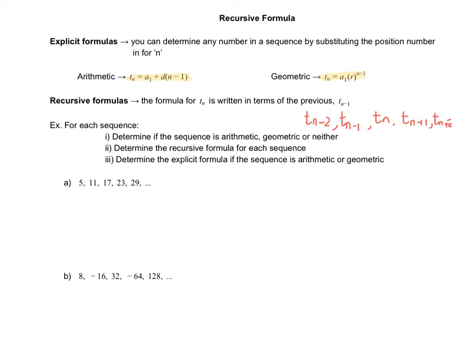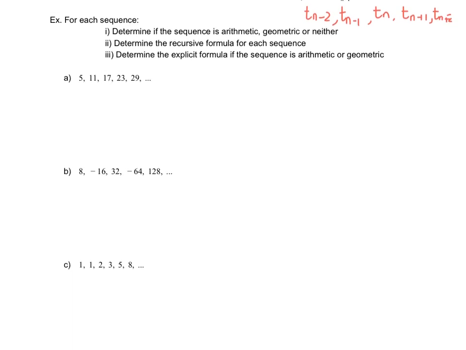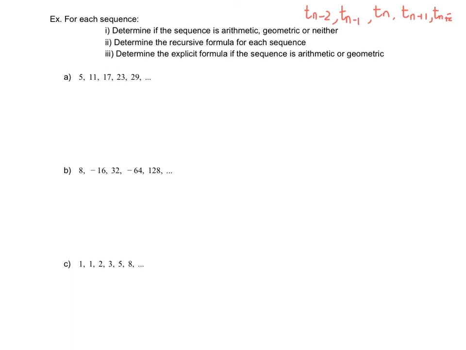So for this example, I have a few different sequences, and we're going to determine if the sequence is arithmetic, geometric, or neither. Then we'll figure out the recursive formula for that sequence to practice this new skill. And then if it is arithmetic or geometric, we'll do the explicit formula as well. So let's get started with our first sequence, which is 5, 11, 17, 23, 29.